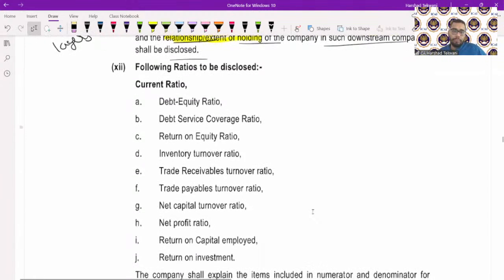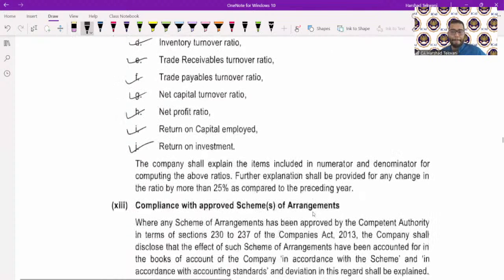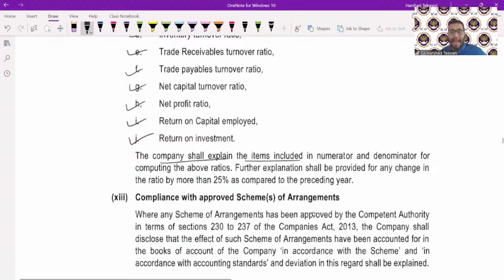Also, ratio analysis. Ratios are required to be disclosed as a part of the financial statement by the company: debt equity ratio, debt service coverage ratio, return on equity ratio, inventory turnover ratio, trade receivable and trade payable turnover ratio, net capital turnover ratio, net profit ratio, return on capital employed, return on investment. The company shall explain the items included in the numerator and the denominator computing the above ratios. Further explanation shall be provided for any change in ratio by more than 25% compared to the previous year.